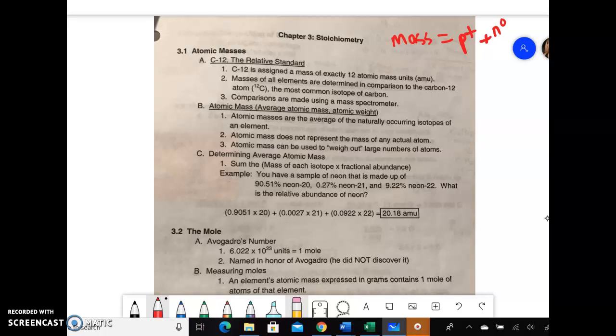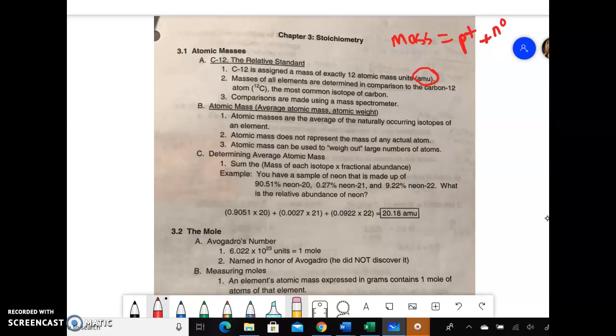First of all, we base these masses on carbon-12. That's the standard that they chose, and then they compare everything else to carbon-12. And the unit that we use for this is called atomic mass units, AMU. That's going to be the unit that we use for mass. You also can use grams per mole. We'll talk about that in just a few minutes. So like I said, all the other masses are compared to carbon-12, which is the most common isotope of carbon.